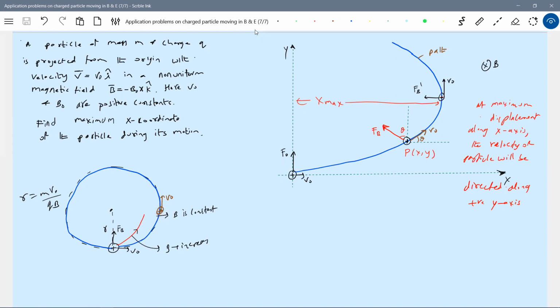Okay, now let's get into the mathematics here. After this, let's get into kinematics. Then acceleration along the y-axis is equal to FB cos theta by m. What is FB? QVB by m into cos theta. Now, what is B? In fact, this is Q V naught B naught x cos theta by m. Can I write this ay as dVy by dt?